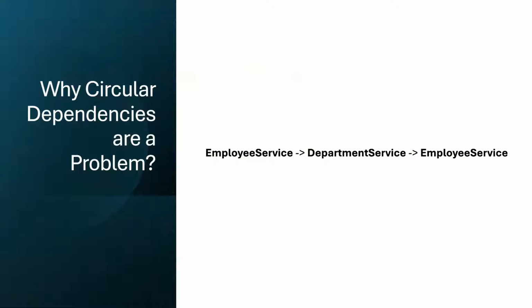Let's look at a practical example to understand this better. When Spring Boot starts up and tries to create an instance of Employee Service, it recognizes that Employee Service requires an instance of Department Service to function. It then attempts to instantiate Department Service, but here's the catch: Department Service also needs Employee Service to be functional. This interdependency creates a cycle: Employee Service needs Department Service, which in turn needs Employee Service. This looping dependency results in what's known as a bean creation exception. Spring cannot resolve this issue on its own using constructor injection because it becomes trapped in an endless loop trying to instantiate the beans.